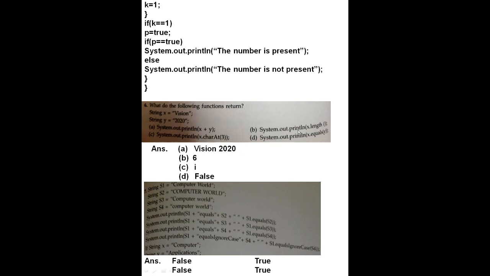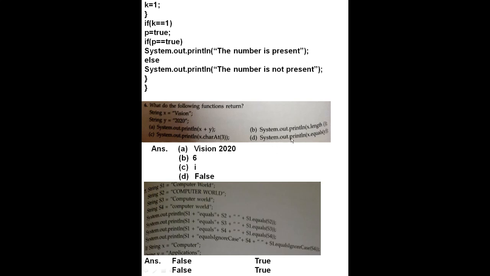In the second question, System.out.println(x.length()). Here we will find the length of the x string. The x string is this, so we count 1, 2, 3, 4, 5, 6. So the answer will be 6. Now next, System.out.println(x.charAt(3)). You will find which character is at position 3. So here we count 0, 1, 2, 3, and we find i here. So we write i, because the char at position 3 will be i.